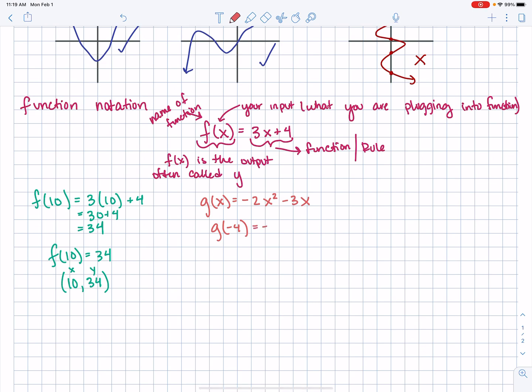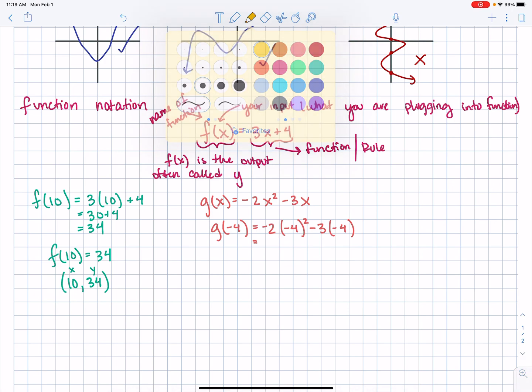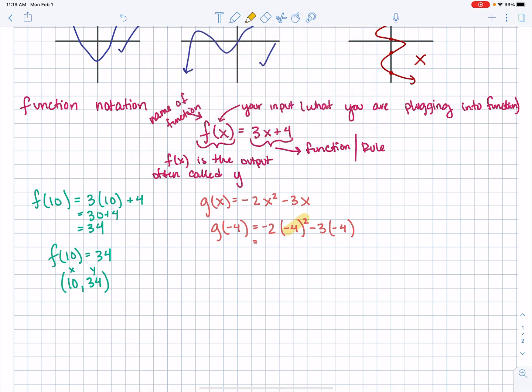And the reason I want to point this out here is that we have to remember our order of operations and our negatives here. So as you can see, wherever that x was, I replaced it not only with parentheses, but with the negative 4. And order of operations tells you have to do your exponents first. So I'm going to go ahead and solve this negative 4 squared. I'm also at the same time going to simplify that negative 3 times negative 4.